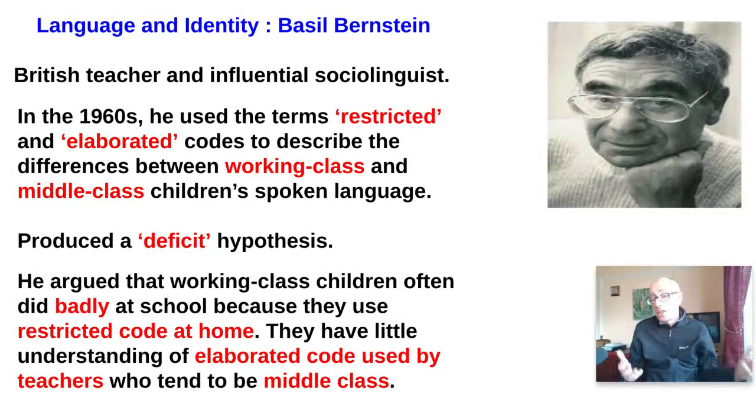And basically what he's arguing is that working class children sometimes do badly at school because they have this restricted code at home, which they're used to. And so when they come to educational institutions, the problem is that they have little understanding of that kind of elaborated code that is used by teachers and is assumed to be the spoken way of doing things.